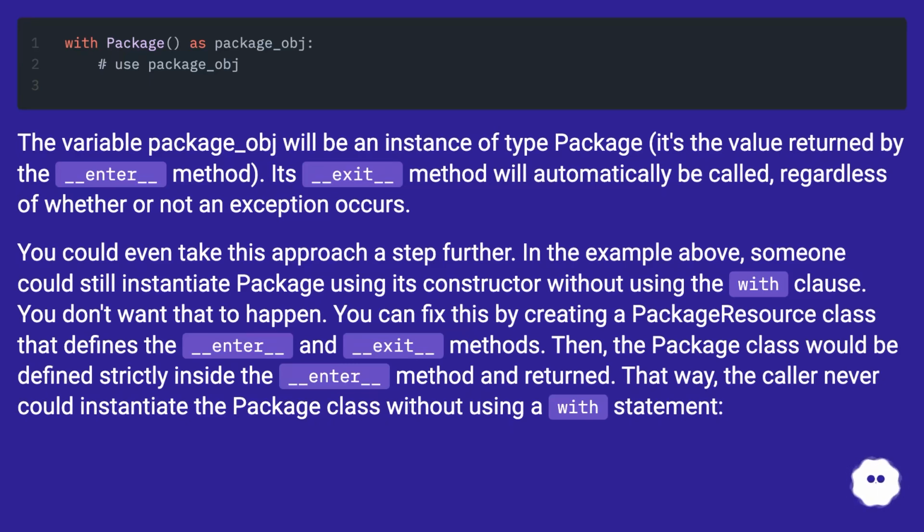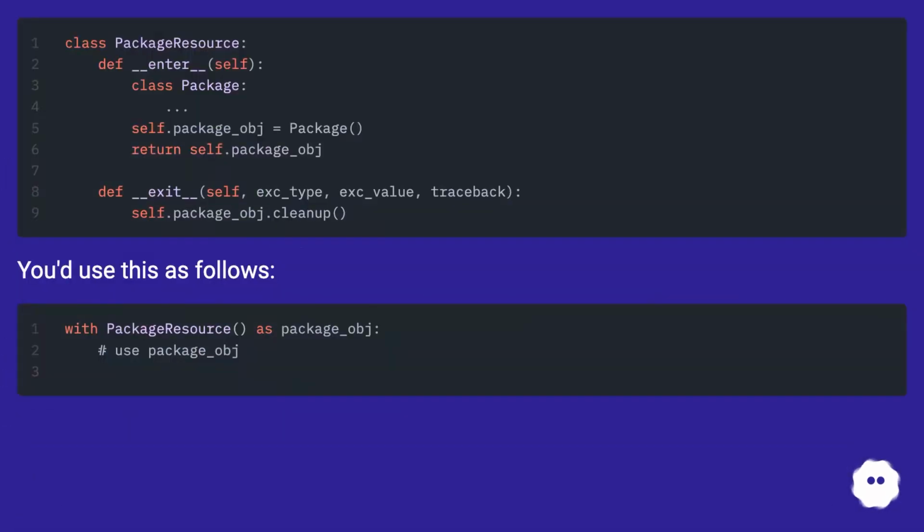You could even take this approach a step further. In the example above, someone could still instantiate package using its constructor without using the with clause. You don't want that to happen. You can fix this by creating a package resource class that defines the __enter__ and __exit__ methods. Then, the package class would be defined strictly inside the __enter__ method and returned. That way, the caller never could instantiate the package class without using a with statement. You'd use this as follows.